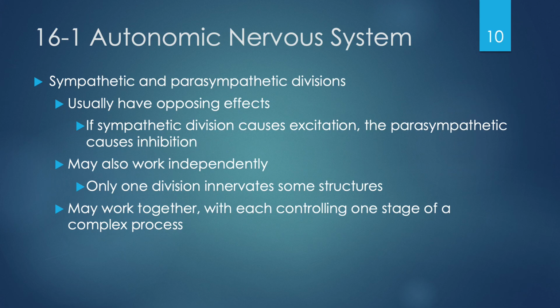The sympathetic and parasympathetic divisions of the autonomic nervous system have completely opposing effects. The sympathetic division is that fight or flight response, so it energizes us to be able to respond to an emergency. The parasympathetic division has the opposite effect in that it relaxes things so we can digest food and heal. While they have opposing effects, the two can work together, but they can also work independently.